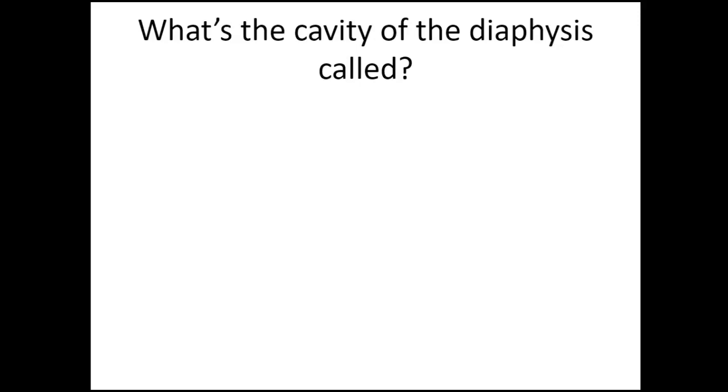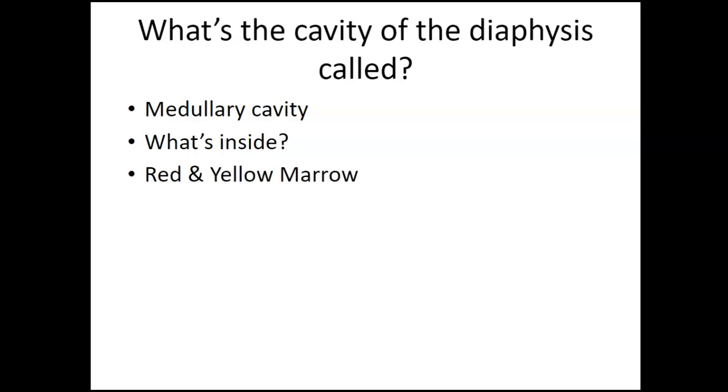So what is the cavity of the diaphysis called? I just gave it to you, the medullary cavity. What's inside of the medullary cavity? Well, most people know that inside your bones there is stuff called marrow, bone marrow. And there are two types of marrow, red and yellow.